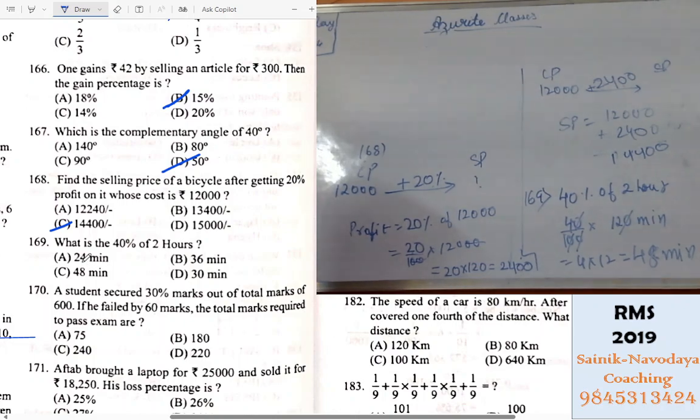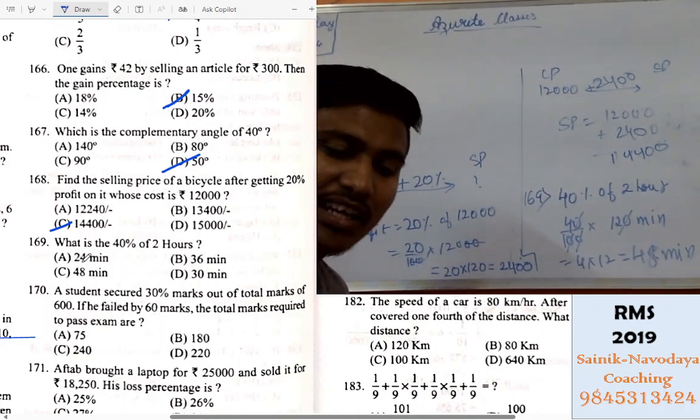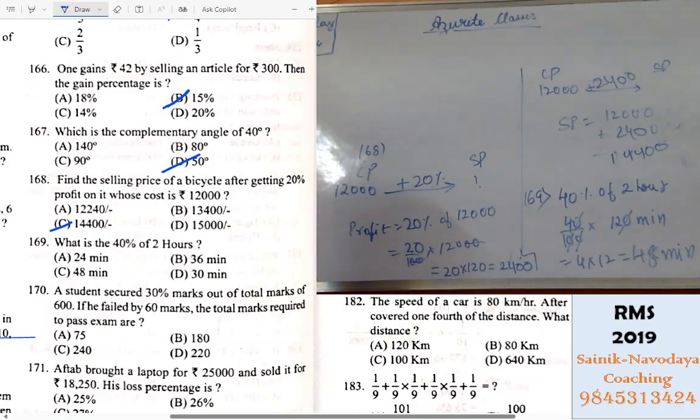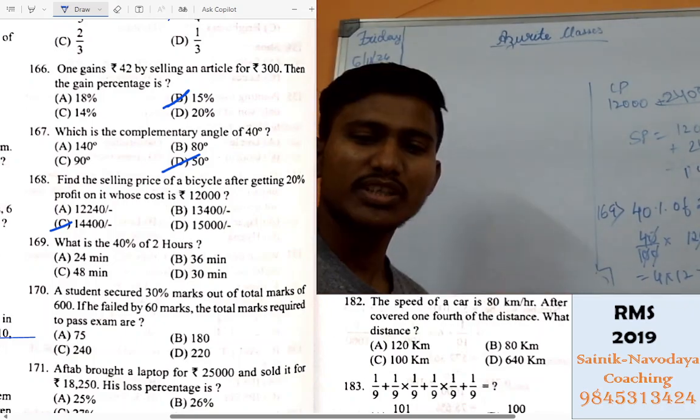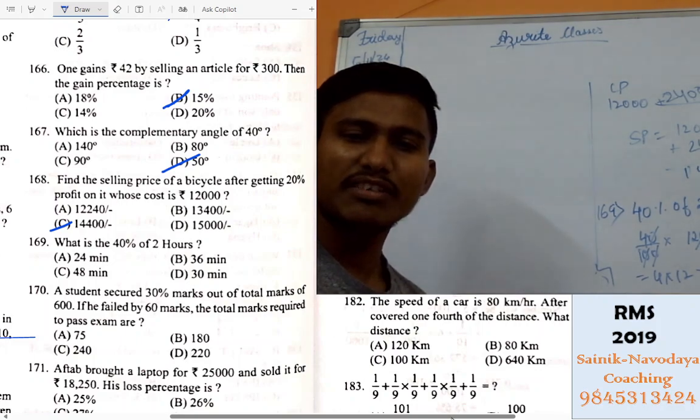Sir, 169 now. Should we go 169? Wait, sir. I already explained it, right? Then why do you need to do the multiplication? Student studies. So 170 question, right?